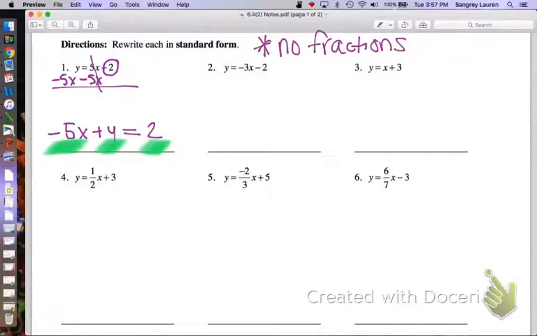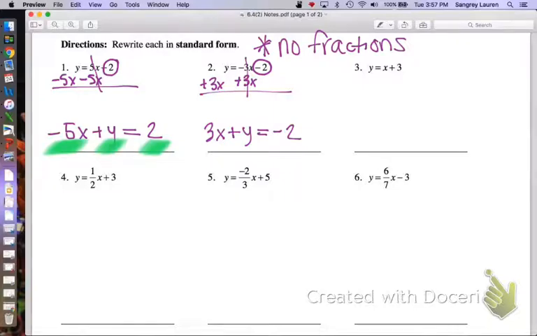Let's try number 2. Right now, y is alone, but what we want to be alone is this negative 2. We want the number to be by itself, which means we have to get rid of the negative 3x. So to undo a negative 3x, we have to add 3x to both sides. And again, we want the x's to be written first. So we have 3x plus y equals negative 2. And then we're done.